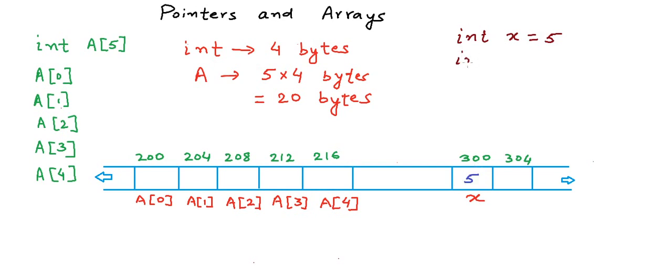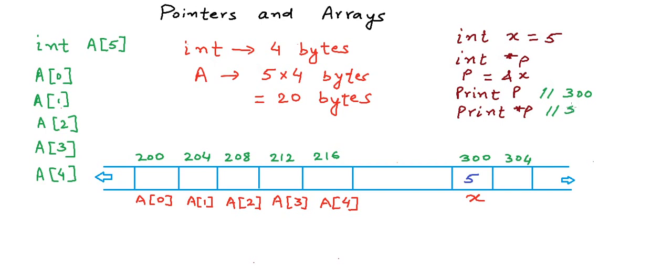Now let's say I have a pointer to integer p, and in p I store the address of x. If we print p, then the value in p would be 300, so this statement will print 300. And if we dereference p and try to print the value stored in this location p, then the value would be 5.